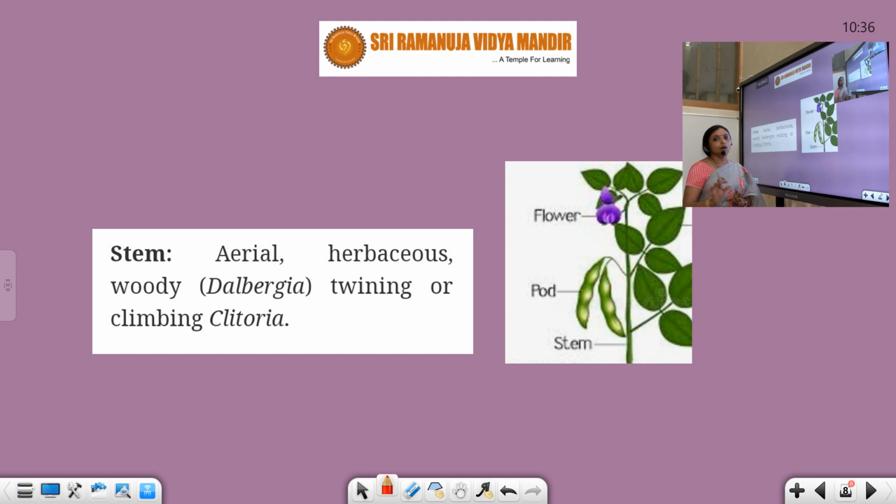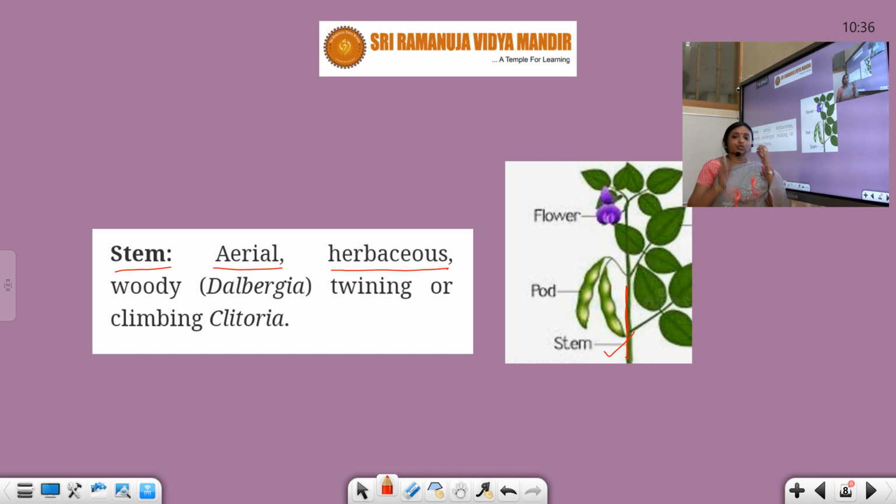Stem is aerial. Aerial means that it grows in the direction of light. It is positively phototropic. So we can observe the aerial stem. Herbaceous means herb-like, that means smooth, not woody. Among trees, Sesbania is a tree, Dalbergia is a tree. So if you are going to mention the Dalbergia plant, then the stem is woody. But here we have chosen the example Pisum sativum.